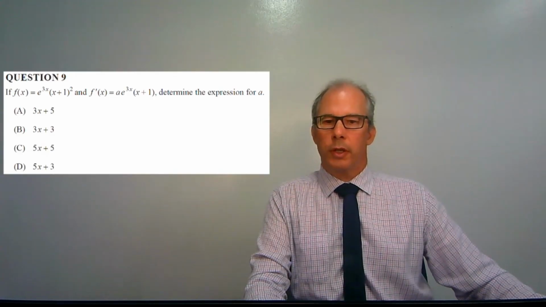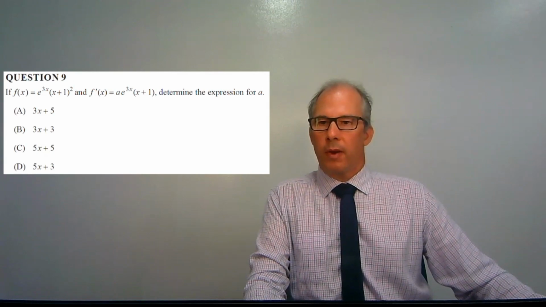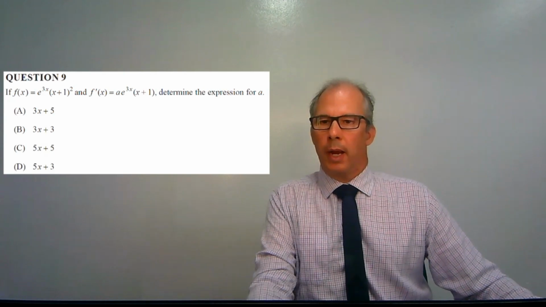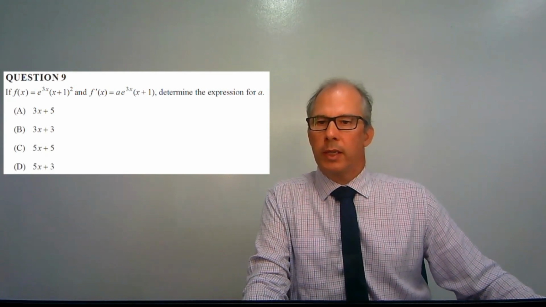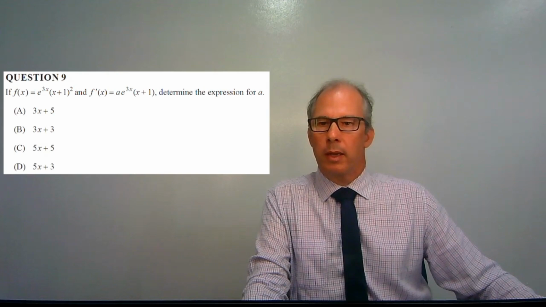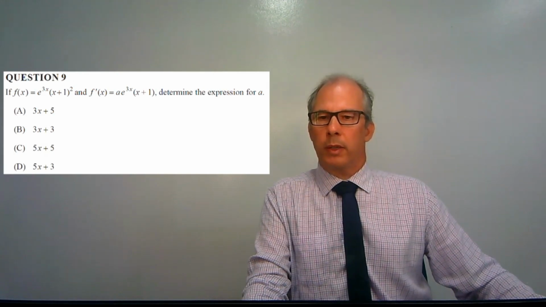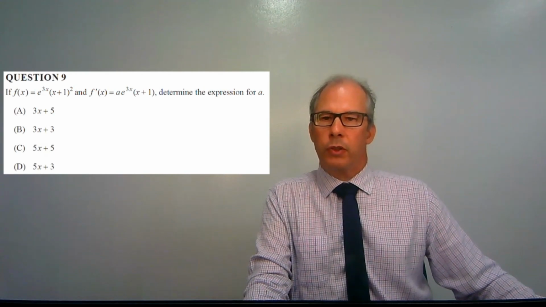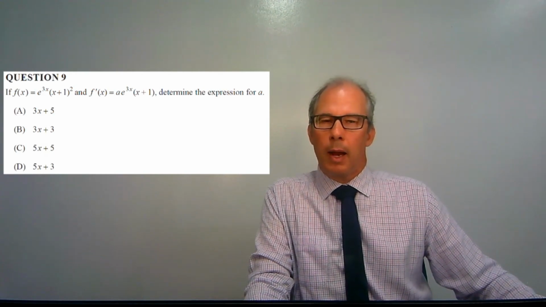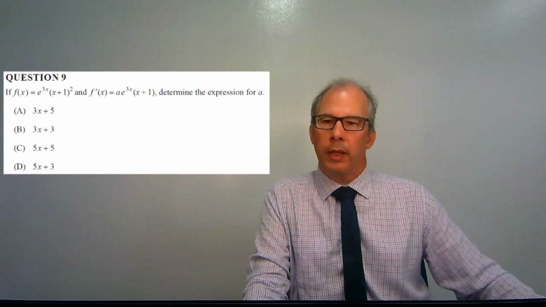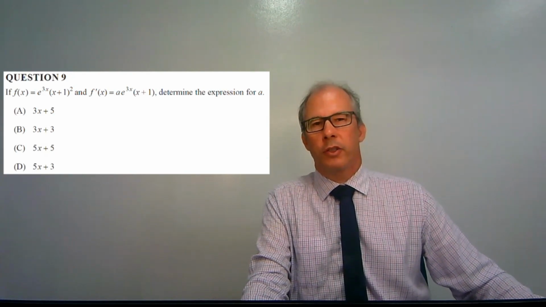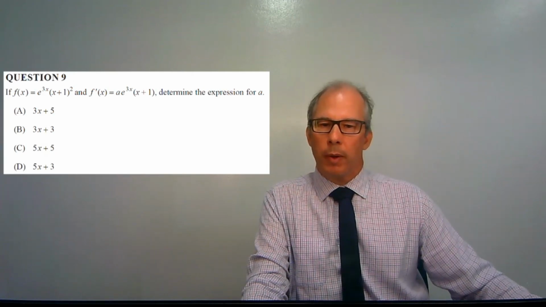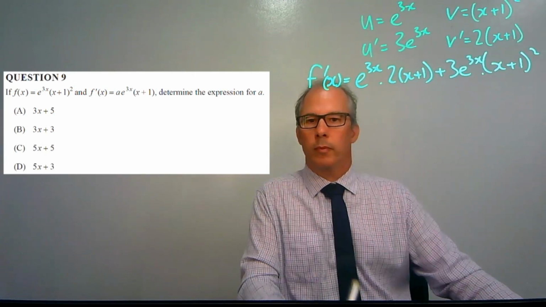Okay, question 9. If f of x equals e to the 3x outside of x plus 1 all squared, and the derivative is equal to a e to the 3x outside of x plus 1, determine the expression for a. So this one's a bit of a tricky one. I'm going to start with finding the derivative of the original function. So what I'm going to use for that one is product rule.